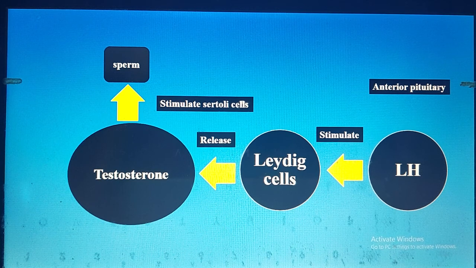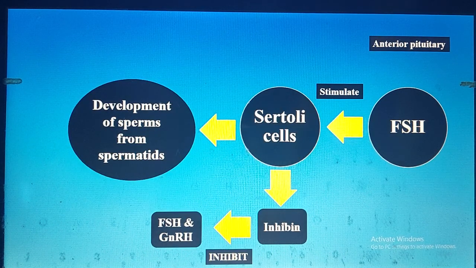So the luteinizing hormone first stimulates the Leydig cells, and these Leydig cells release the hormone testosterone. Now, this testosterone from the Leydig cells moves towards the Sertoli cells and stimulates the Sertoli cells to produce sperm. Is it clear? On the other hand, follicle stimulating hormone reaches the Sertoli cells, and after reaching there, they stimulate the Sertoli cells to produce, develop and grow the sperms from spermatids.